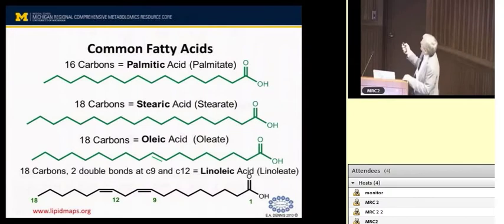So palmitic acid, stearic acid, 18 carbons, oleic acid, 18 carbons, one double bond, and 18 carbons with two double bonds at C9, C12 is the essential fatty acid, linoleic acid. These are omega-3 or omega-6 fatty acids. Counting from the omega or the terminal here is why you get, so 1, 2, 3, 4, 5, 6. That's the omega-6. If the bond was here, it'd be an omega-3 fatty acid, and you can't make those.